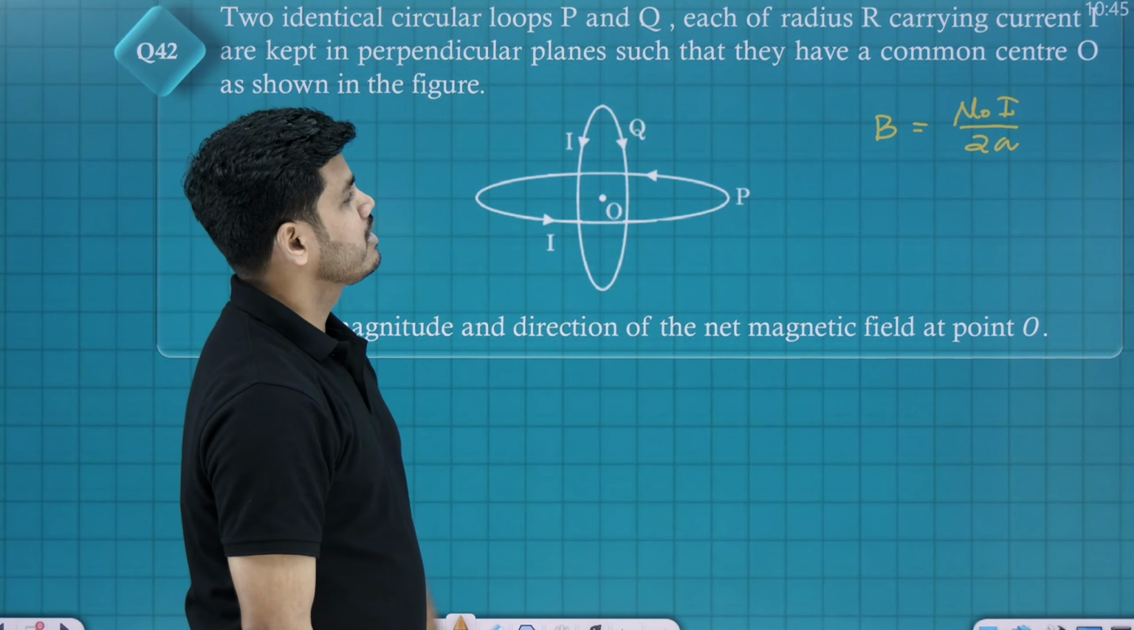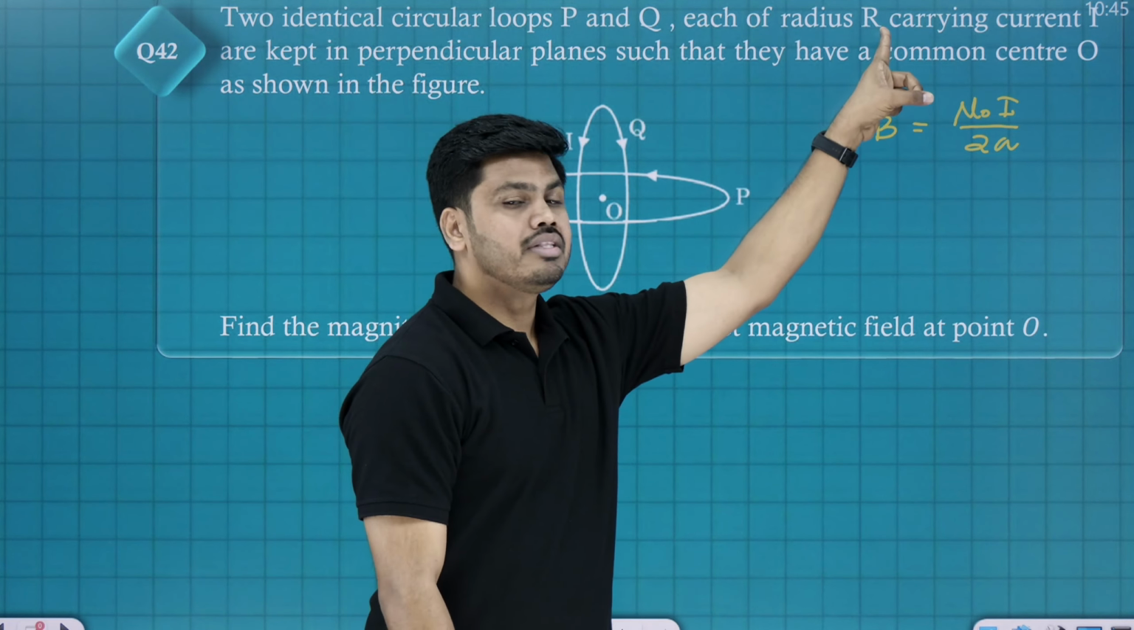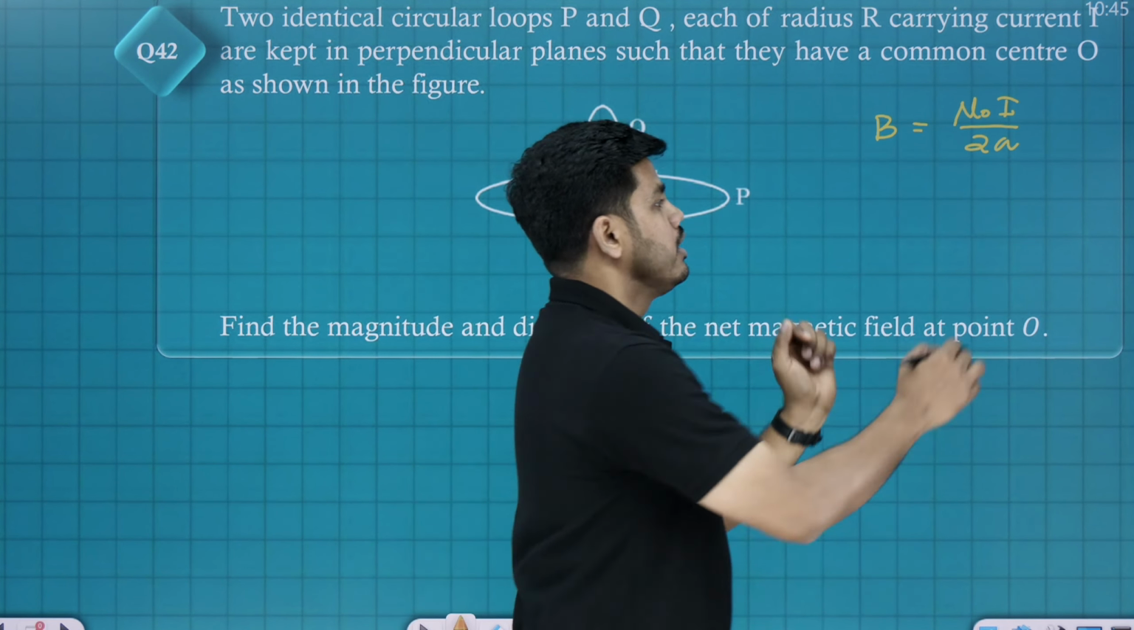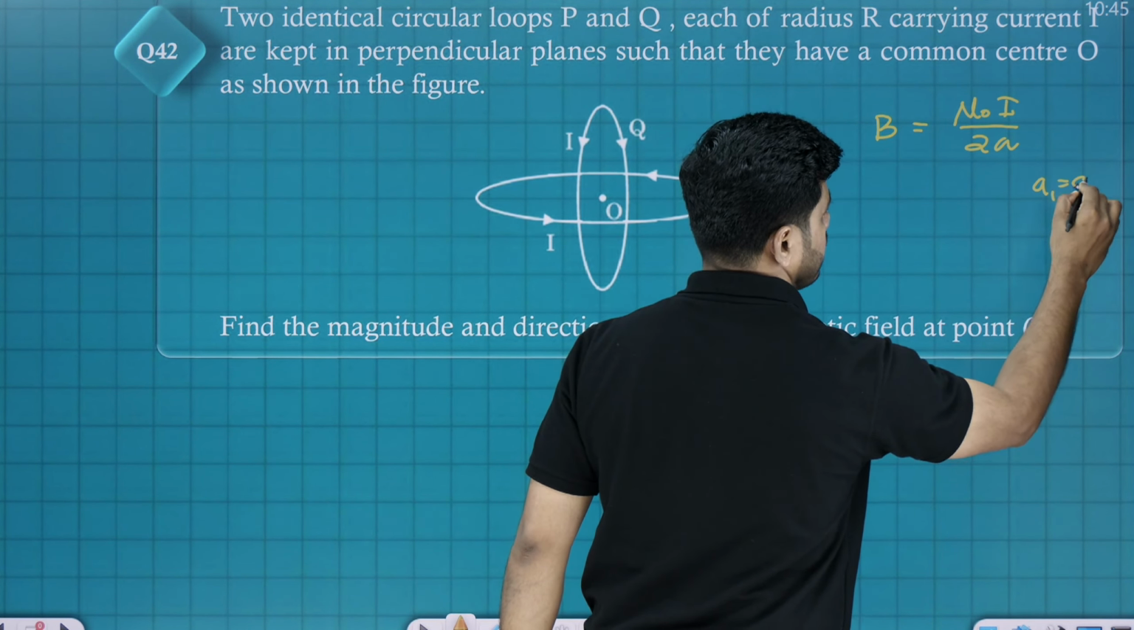And they are identical also. Identical in the sense, identical circular loops in the sense, they have the same radius. So A is equal to the radius of the first one is equal to the radius of the second one is equal to R. Current in the first one is equal to current in the second one, also I. They are equal. Correct? So what will be the magnitude of magnetic field produced by both?